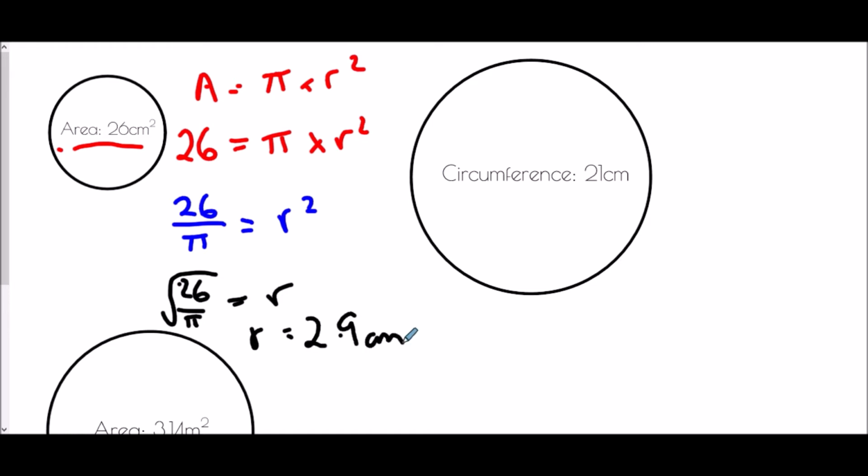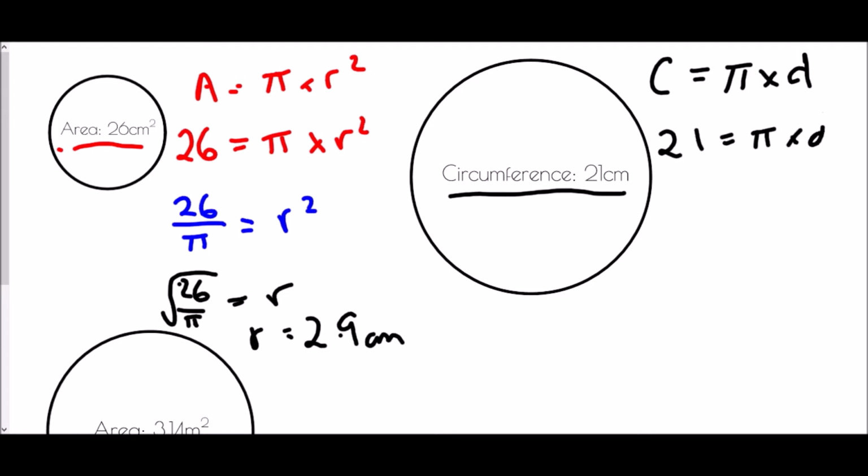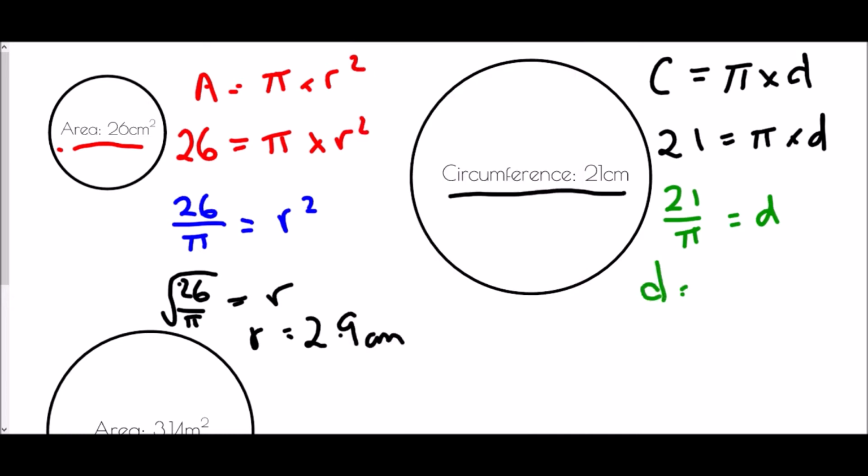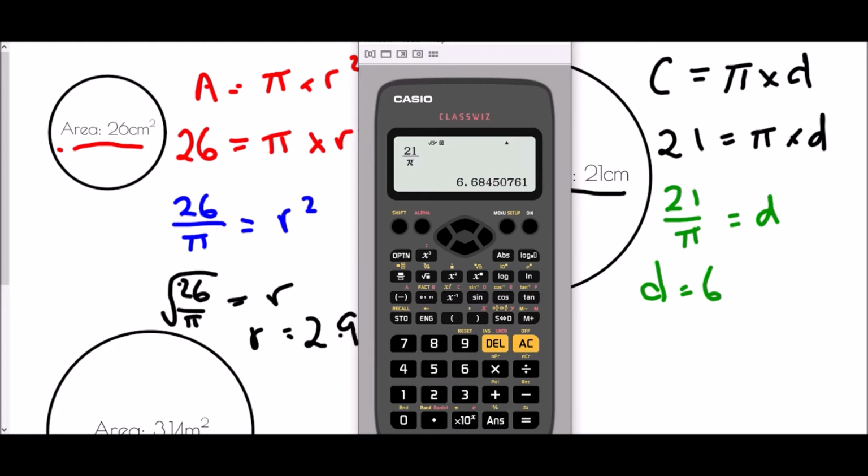In our second question, we've been given the circumference. So we're going to need to use that circumference equals pi times diameter. The circumference here is 21, so 21 equals pi times diameter. If I want to find the diameter, I'm going to have to divide by pi again. So 21 divided by pi will give me the diameter. If I type 21 over pi into my calculator, that is 6.68407 and so on. So the diameter is 6.68.